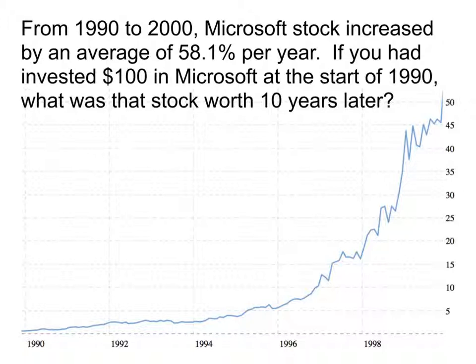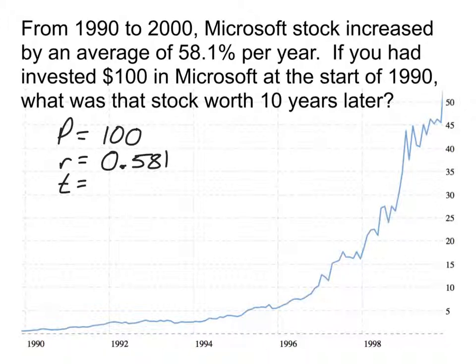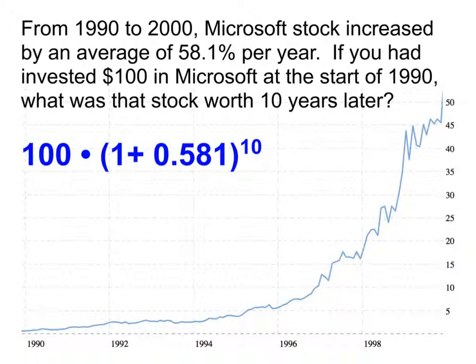All right, so to start with, what do each of those letters represent? So what is P, what is R, what is T? P is our principal, it's our starting amount. That's our $100. That's what we put in at the very start here. R, this is the one that can sometimes be tricky. R is not 58.1. R is 0.581. Because remember, R needs to be a decimal. So we take our percent and we turn it into a decimal, like divide by 100. And then T is how many years we're leaving it there. It's going to be 10 years. So when you plug it all into that equation, this is what you should be looking at. Now do the calculation.